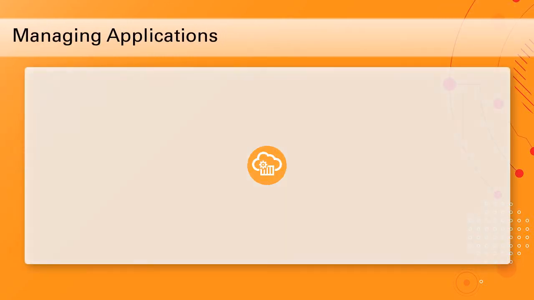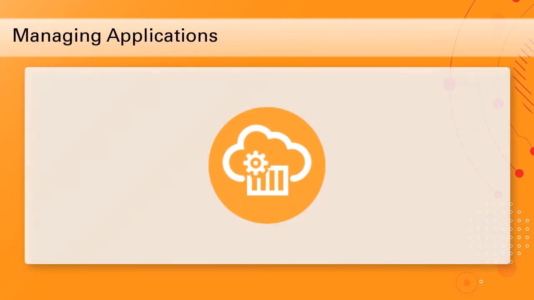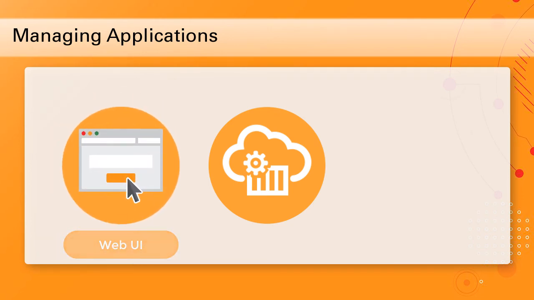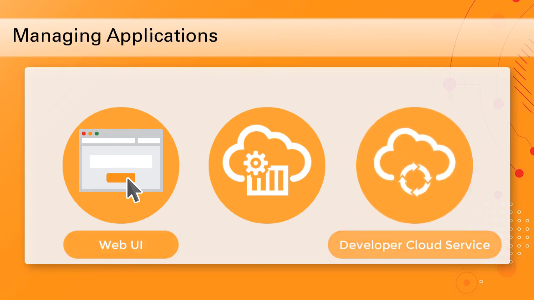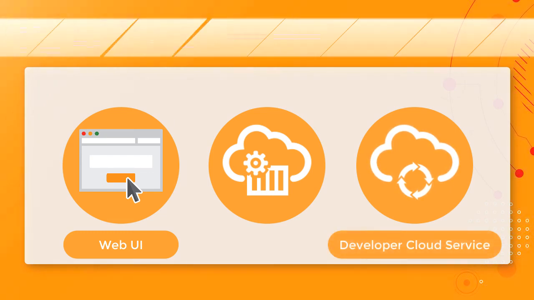Interacting with the Oracle Application Container Cloud Service is easy and done in two primary ways. You can use the web interface and follow instructions on a screen, or you can automate deployment with REST calls. This can be done manually in your own environment or automatically with the Developer Cloud Service.